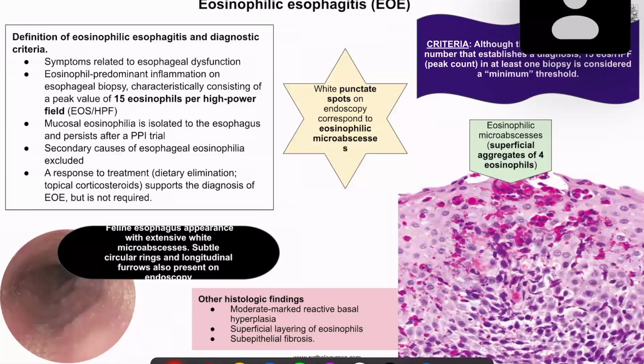We are going to see eosinophilic esophagitis. What is the definition of eosinophilic esophagitis? Symptoms related to esophageal dysfunction, symptomatic, and eosinophil-predominant inflammation. As we already saw, more than 15 eosinophils per high power field.